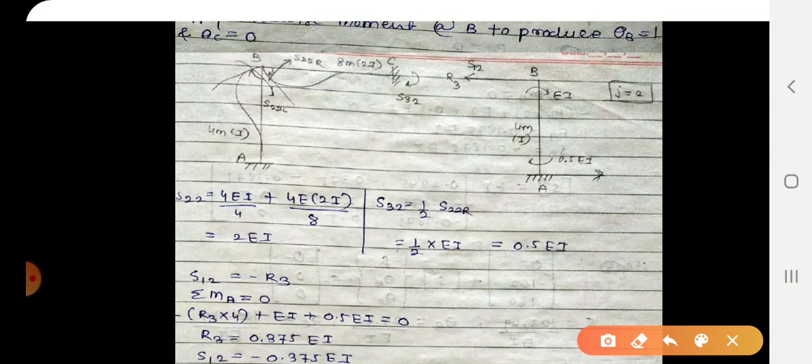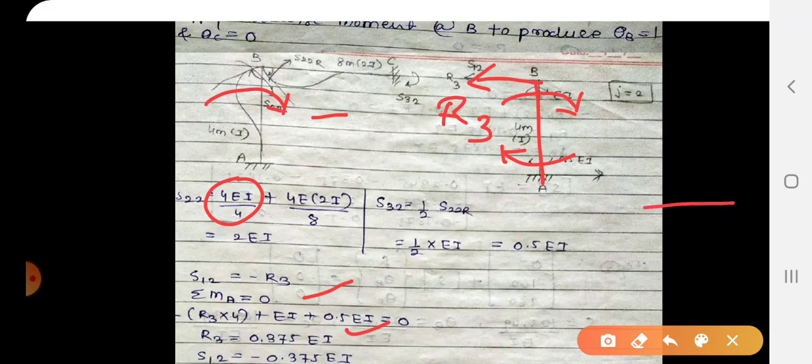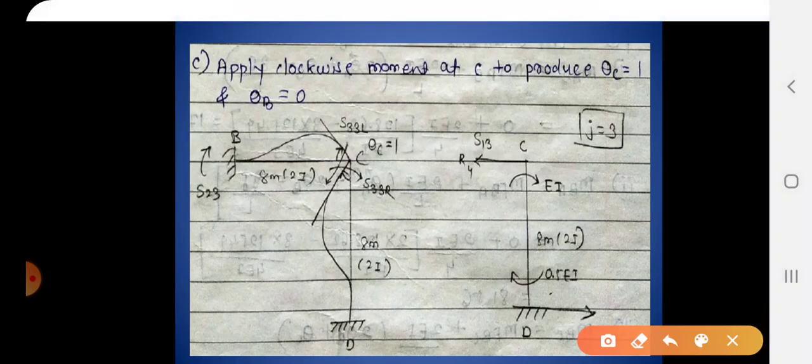Now we have to find the value of S12. So we again consider the free body diagram of column AB. This moment we have applied, 4EI by L, will get transferred to end A as 0.5 EI by L, and due to this we consider reaction R3 towards the left. Summation MA equal to 0 will give you the value of R3, but we are considering delta in the right direction, therefore S12 shall be minus of R3. Then go to part C.